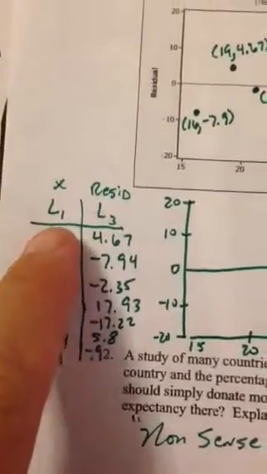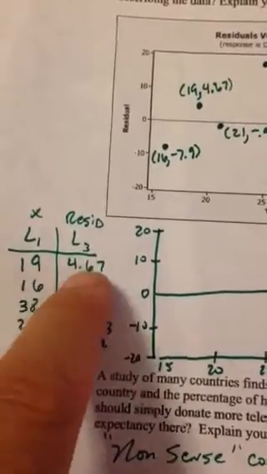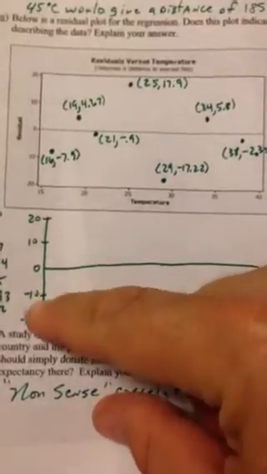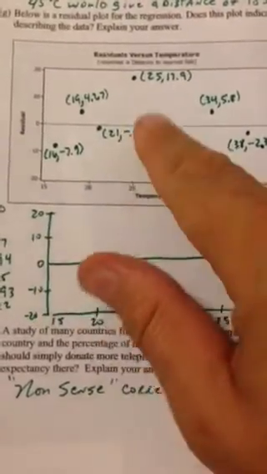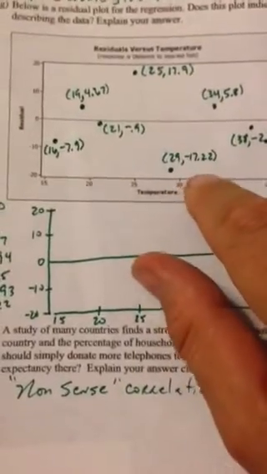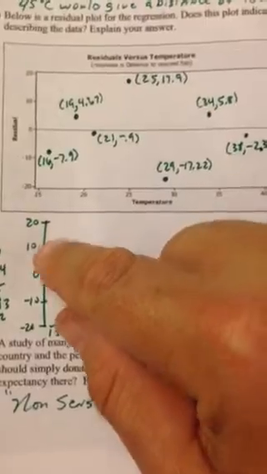I listed my L1 and my L3s, and then I plotted them. So look, at 19, your L3 is going to be 4.67. Now, let me explain to you what you draw. Notice, here's my x-axis. My y-axis happens to be the range that my residuals fall within. My highest residual is 17.9. My lowest residual is -17. That's why I went from 20 to -20. And I just used the points 10 and -10, and of course 0 is in the middle.